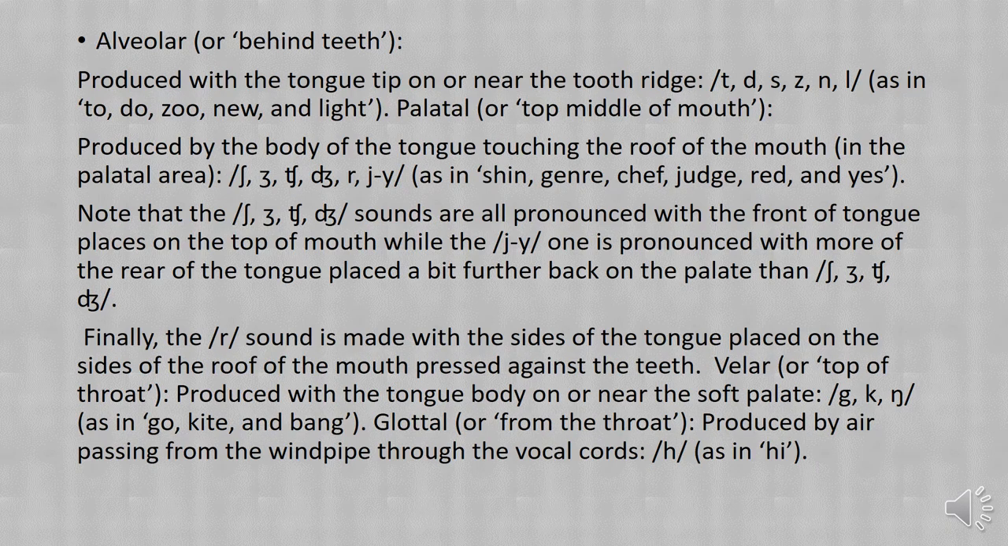Velar, or top of throat, produced with the tongue body on or near the soft palate: G, K, ng, as in go, kite, and bang. Glottal, or from the throat, produced by air passing from the windpipe through the vocal cords.